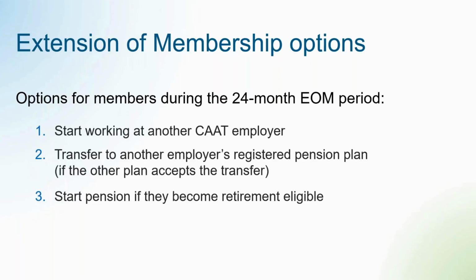Lastly, a member can start their monthly CAT pension benefit if they become retirement eligible within the EOM period. Between the time they first become eligible for retirement and the end of the EOM period, the member can choose to start their monthly pension by contacting us. If the member does not contact us, we will send them a retirement package at the end of their EOM period. The pension amount in this retirement package will be calculated based on the plan's provision for retirement from active status.